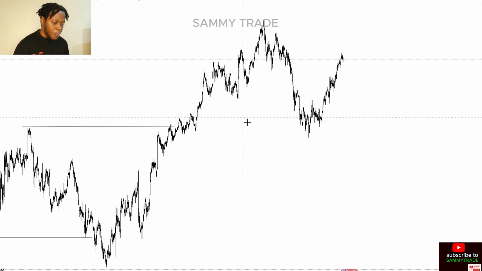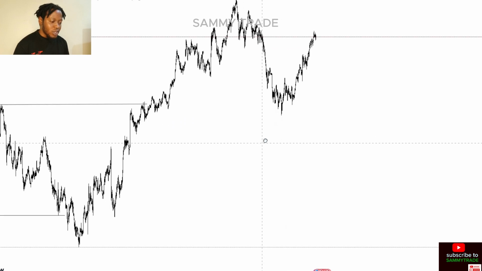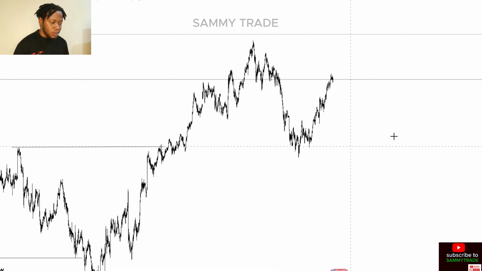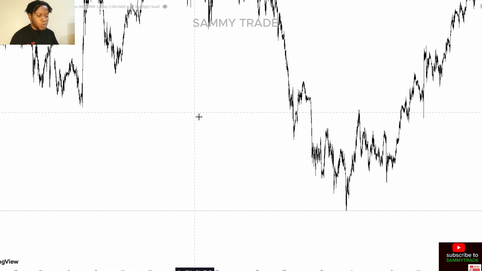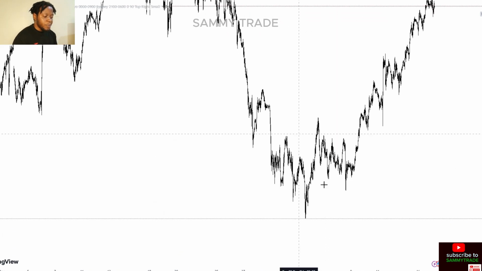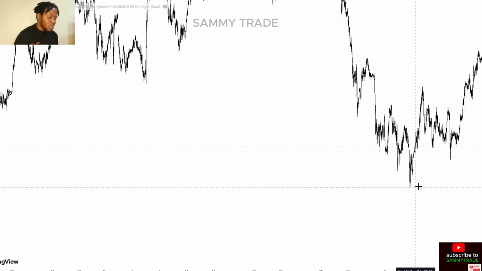At this point I had that retracement. Now let me go down to the lower time frame. Here we are on the 15-minute time frame. This is where price was currently, at the time when I was looking at the market.